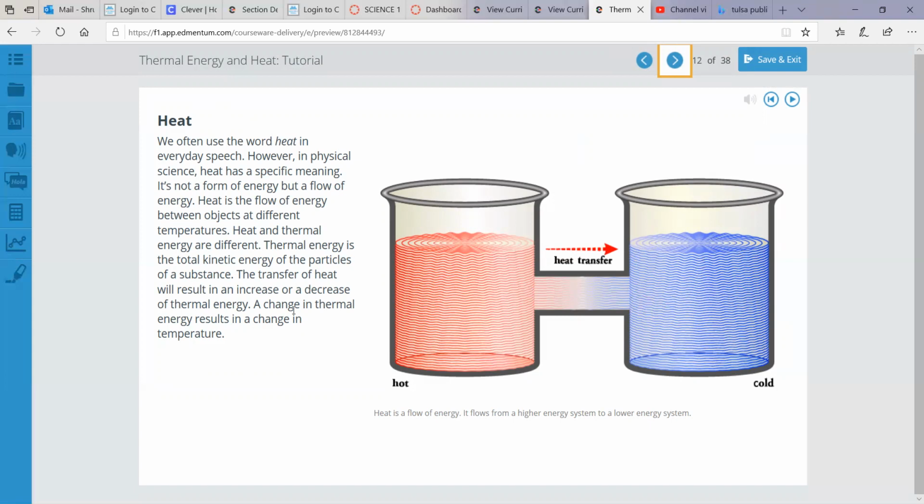Heat and thermal energy are different. Thermal energy is the total kinetic energy of the particles. I know I keep saying that, but it's important to remember. The transfer of heat will result in an increase or decrease in thermal energy. A change in thermal energy results in a change in temperature. So as one object is transferring energy to another, there is an increase or decrease in thermal energy and a change in temperature.